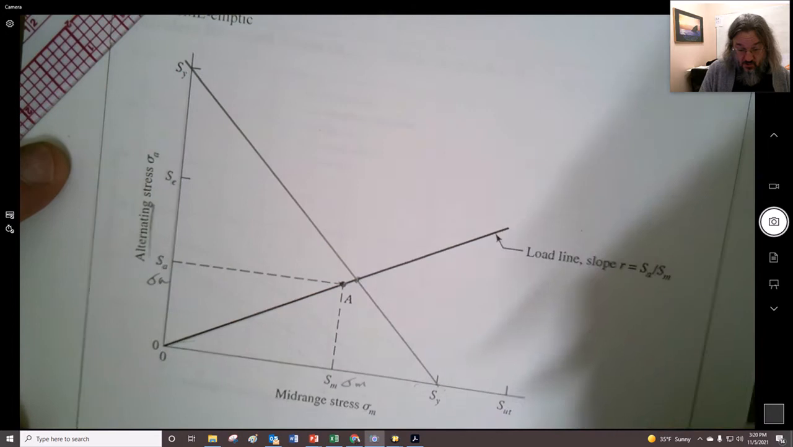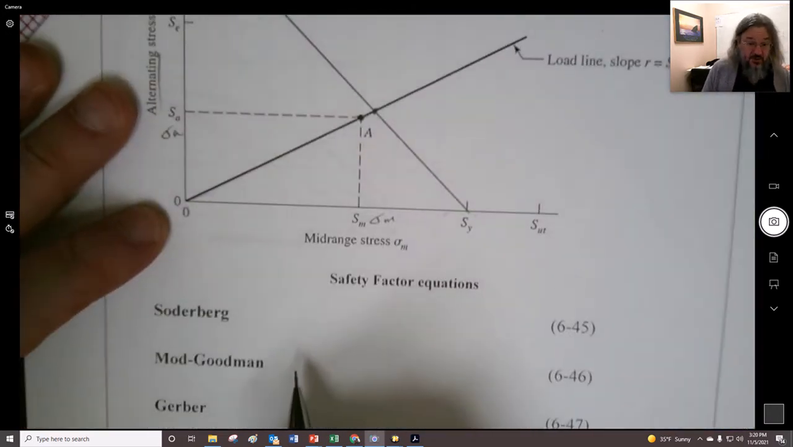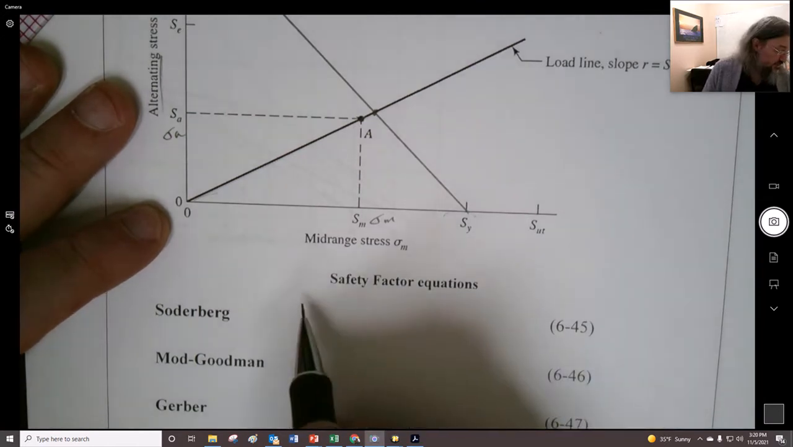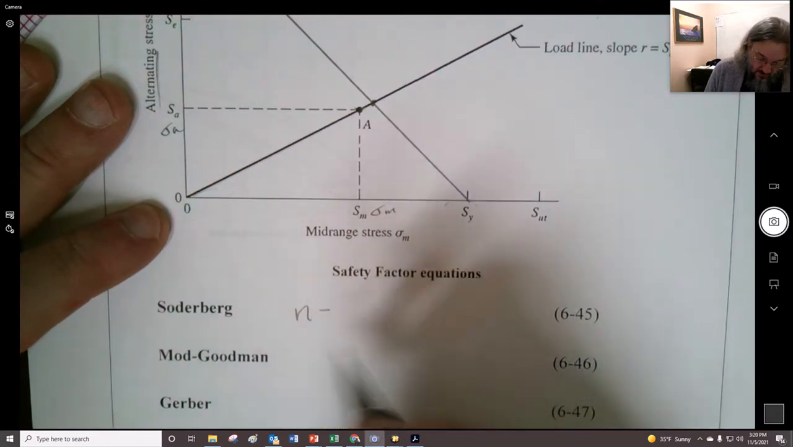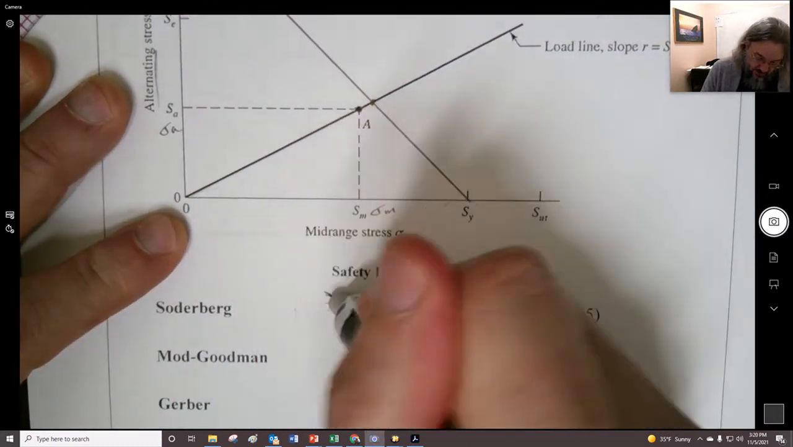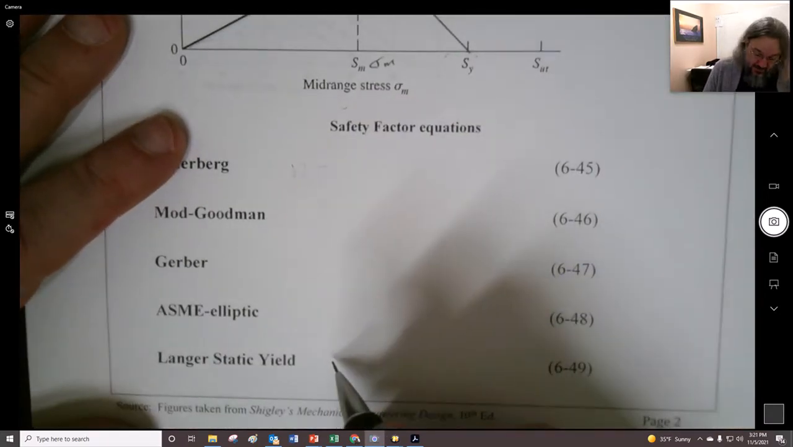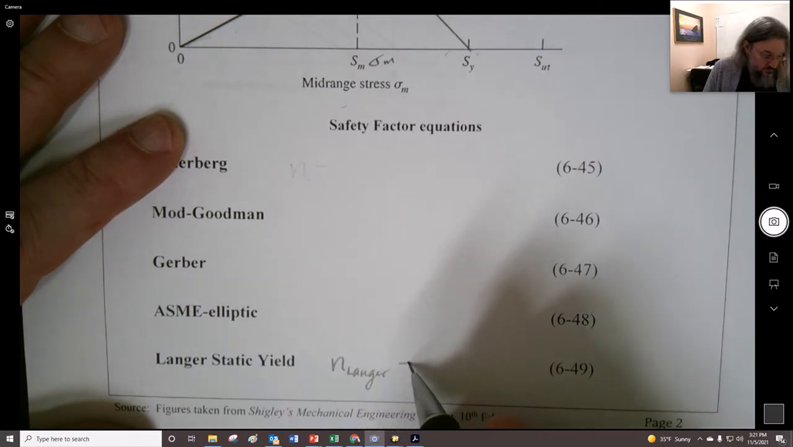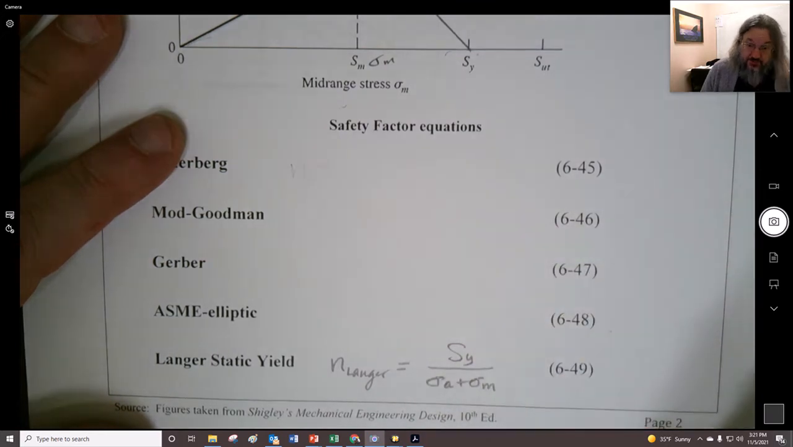So what we're essentially going to say, and what we have down here as an equation for this, I've changed my notes. So if we want to have a safety factor, oh no, I'm sorry, I got to go down to my static yield right here. We say that the safety factor for Langer is going to be equal to the yield strength divided by the alternating plus the mid-range.